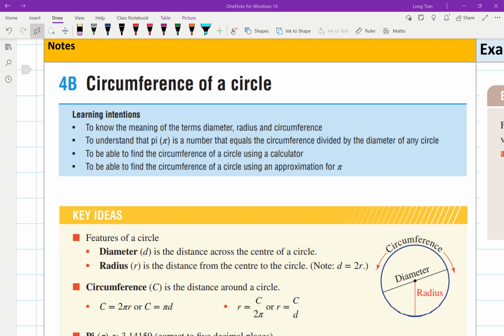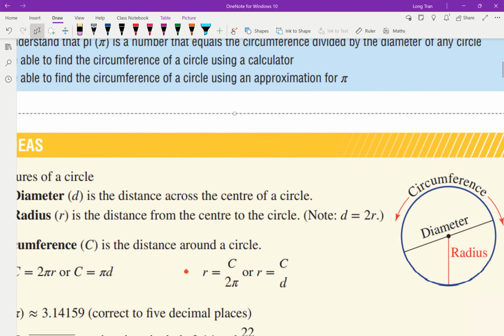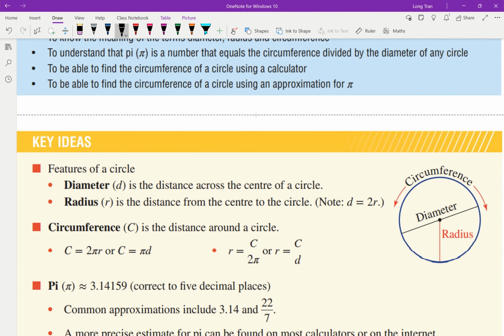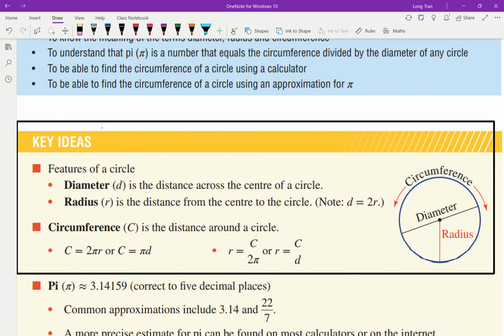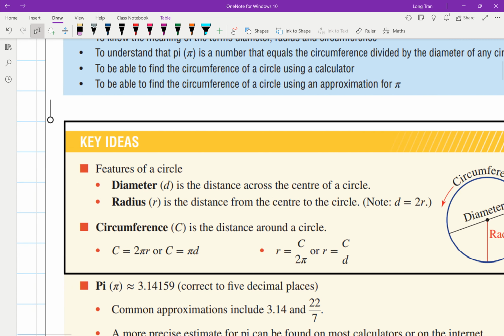And it's recording. Okay, exercise 4B, circumference of a circle. What I want you to take note of is just this section here. I'm going to draw a box around it. This is what I want you to copy down, just that section there. I want you to copy down what a diameter is, what a radius is, circumference, and the formulas for them. But what's key is the diagram.